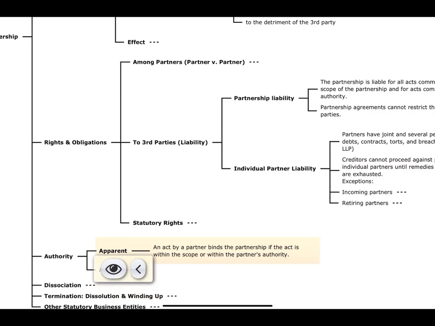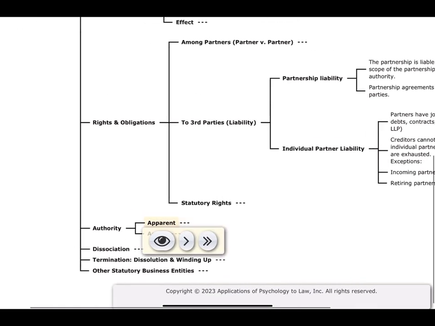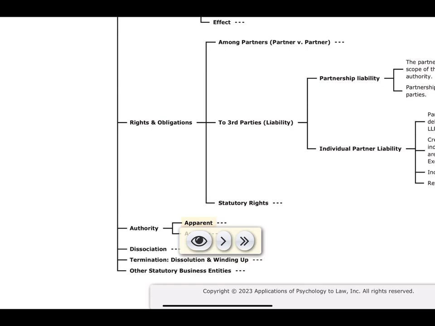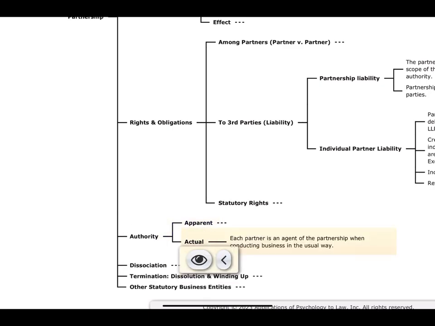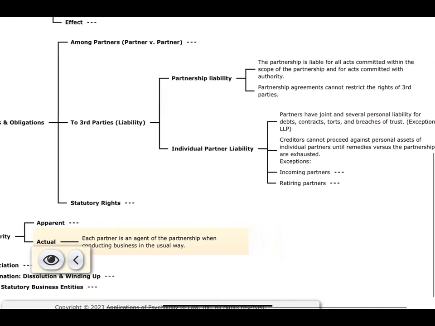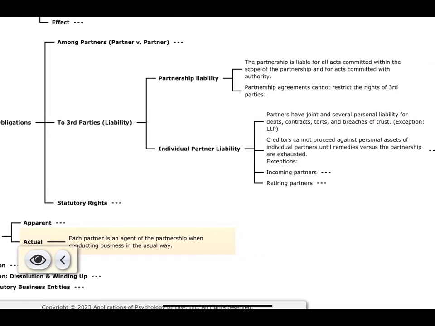Look at authority. Apparent authority. An act by a partner binds the partnership if the act is within the scope of the partnership. There's also actual authority, authority expressly granted within the partnership agreement. I don't think we have issues of dissociation or termination, winding up, dissolution. So I think the law we need is what we've already taken a quick look at here. So let's go back to the hypothetical.